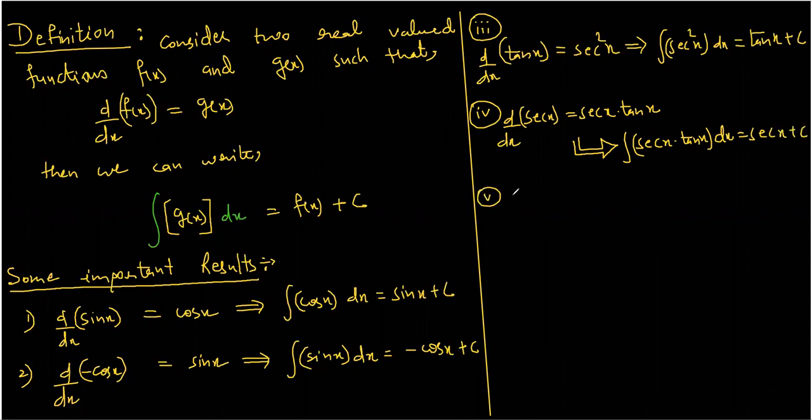Fifth, d by dx of cosec x is negative cosec x cot x. But you know, students, if I have negative and which I do not want, I will have to put a negative sign here. So if I write d by dx of negative cosec x, then definitely here I will not get cosec x cot x negative.